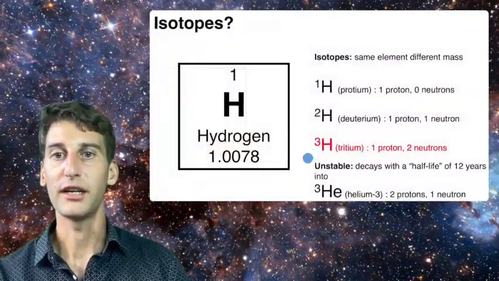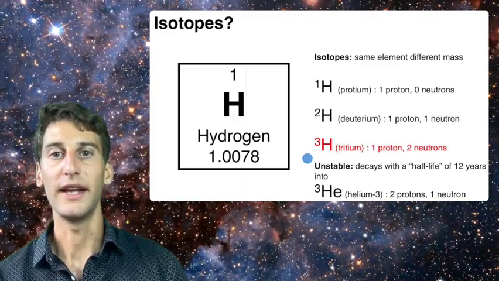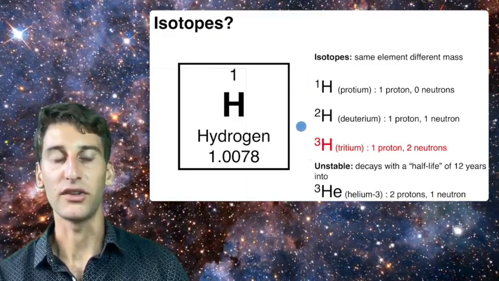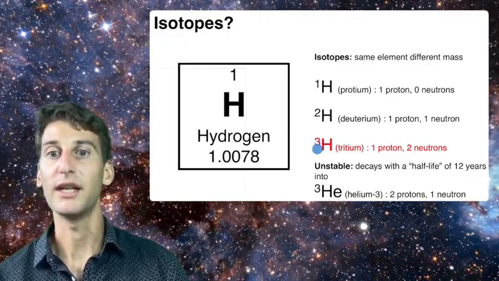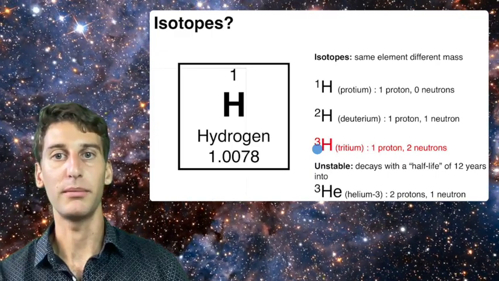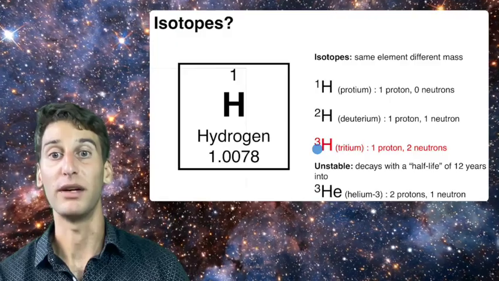So this tritium here in particular is what's called a radioactive isotope. Unlike H1 or H2, which have stuck around since the beginning of the universe, tritium will decay pretty quickly in the grand scheme of things. It has a half-life of around 12 years.